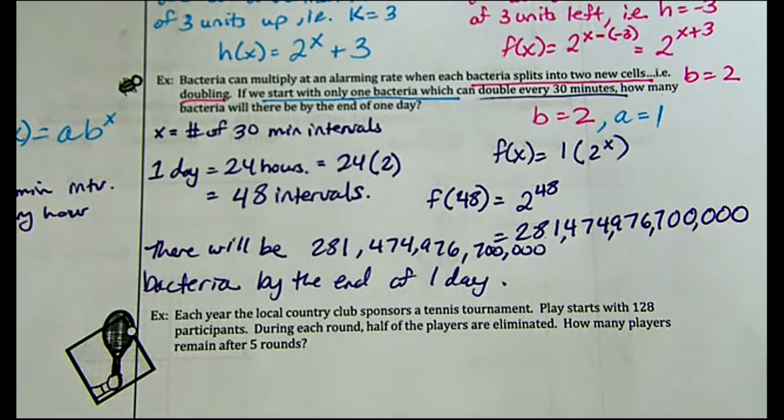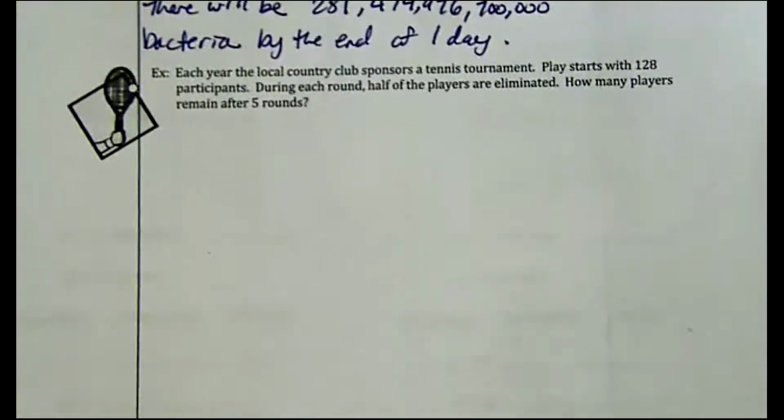All right. Let's take a look. It says each year, the local country club sponsors a tennis tournament. Play starts with 128 participants. During each round, half of the players are eliminated. How many players remain after 5 rounds? Okay. Let's read that again. Each year, the local country club sponsors a tennis tournament. The play starts with 128 participants. During each round, half of the players are eliminated. How many players remain after 5 rounds?